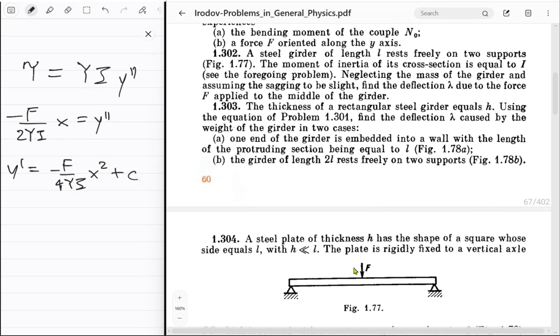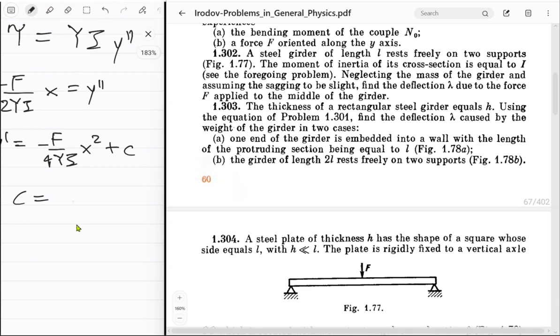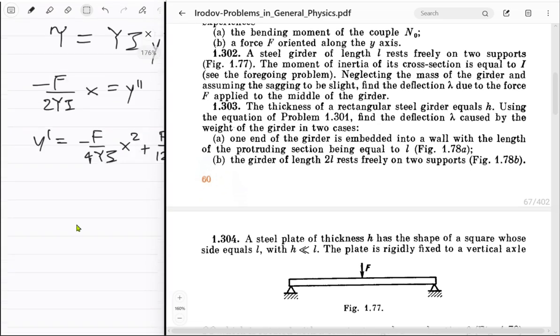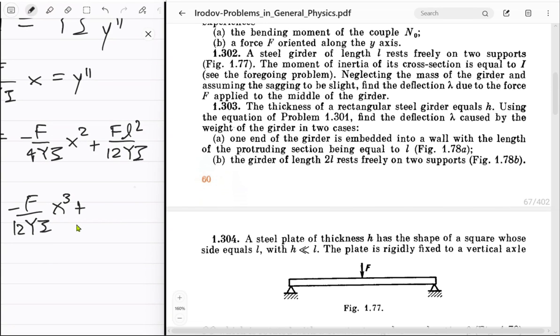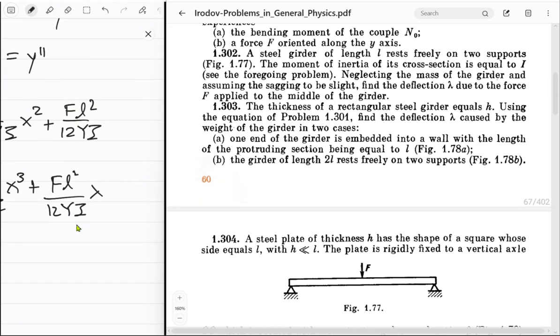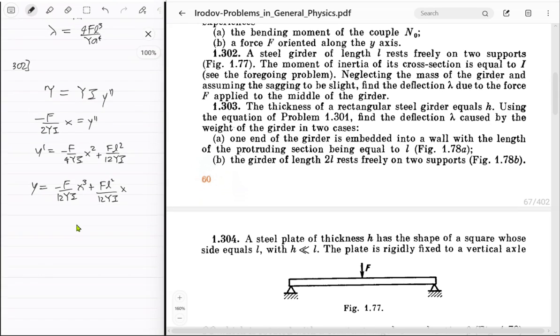So at x equal to L upon 2, it will be 0, right? So put that in there. So you got C is equal to, oh god, it's going to take forever, FL squared upon 16 Young's modulus inertia. Just put that in there. Awesome. Now integrate this. So y is just equal to negative F upon 4 Young's modulus inertia, x upon 3 should be 12 over there. Okay. It's cubed. You got FL squared upon 12 Young's modulus inertia, and x equal to 0 is going to be 0. That's why there's no constant. So there you go. You got the equation.